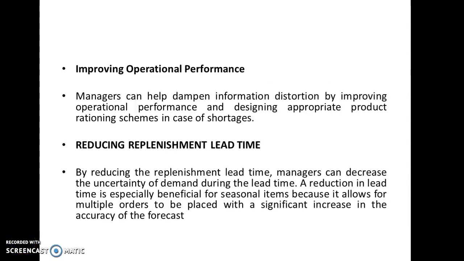Next one is improving operational performance. Managers can help dampen information distortion by improving operational performance and designing appropriate product rationing schemes in case of shortages. That is, if there is any shortage in production, the managers have to apply rationing schemes for supply of products. Reducing replenishment lead time. By reducing the replenishment lead time, managers can decrease the uncertainty of demand during the lead time.